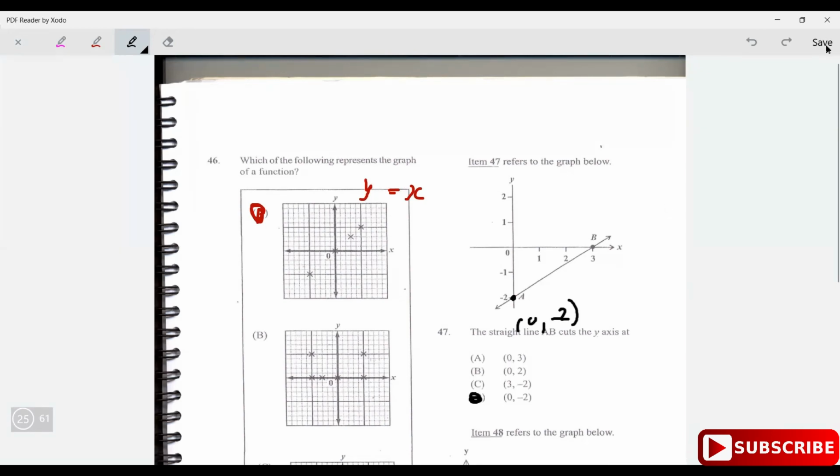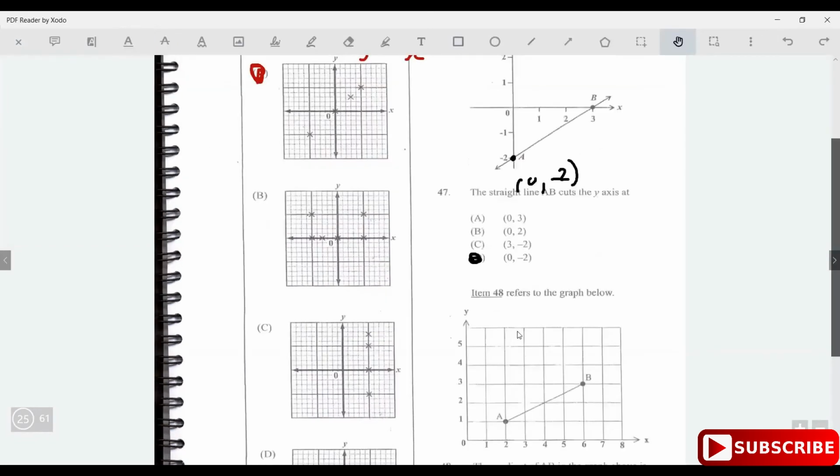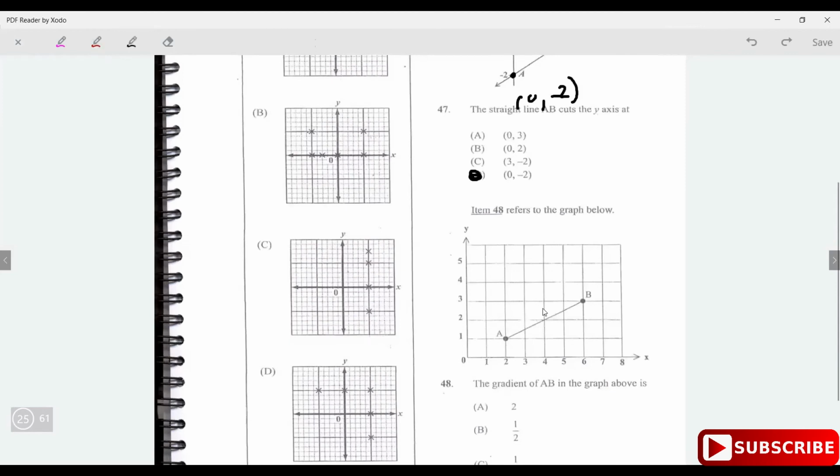Easy question. So, question 48. What is the gradient of this straight line? The gradient of a line is given by y2 minus y1 over x2 minus x1. y2 is 3, y1 is 1, x2 is 6, x1 is 2. So the gradient is 3 minus 1 divided by 6 minus 2. 3 minus 1 is 2, 6 minus 2 is 4, and 2 over 4 is a half. Easy question.